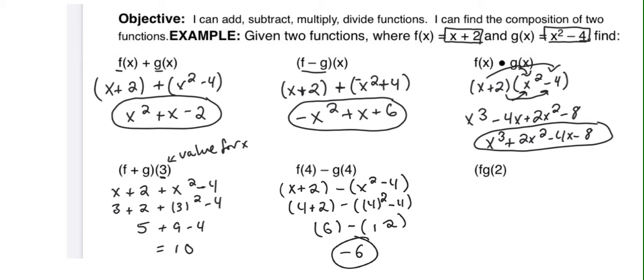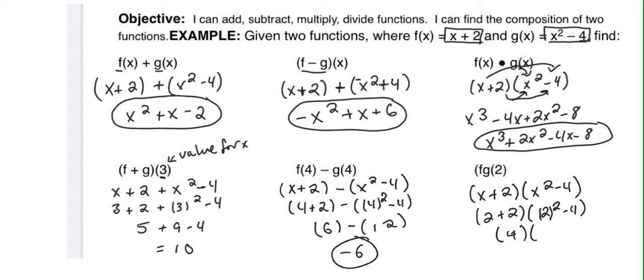The last one says f times g of 2. So we get x plus 2 times x squared minus 4. Now we can plug in 2. So 2 plus 2, times 2 squared minus 4. We get 4, and then 2 squared is 4, minus 4 is 0. Therefore, 4 times 0 is 0.